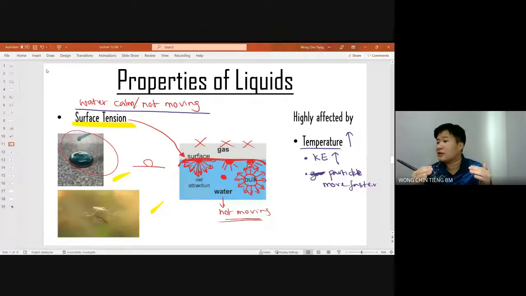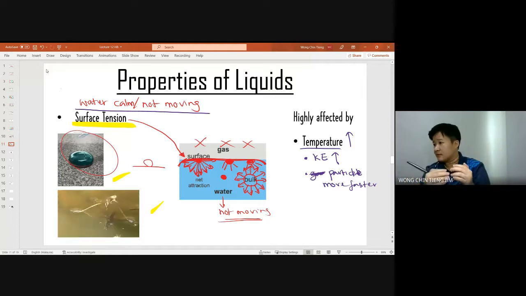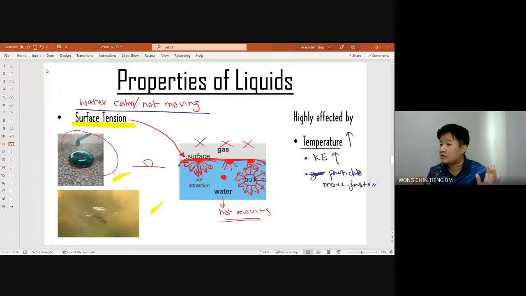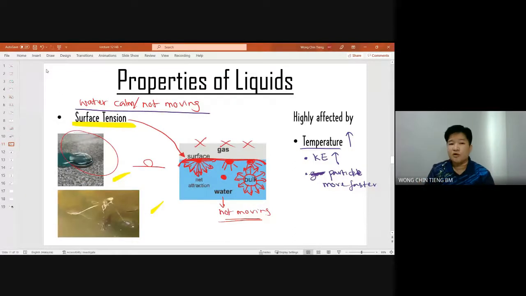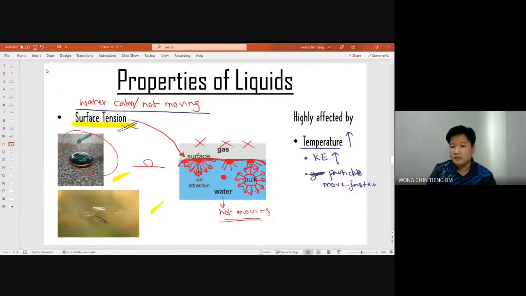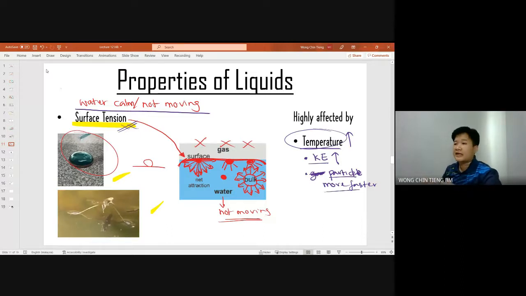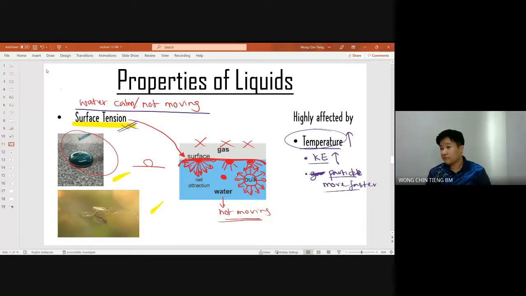Tak ada orang akan duduk diam dah. Bila suhu kamu tinggi, bila kamu panaskan dia, kinetic energy semua orang tinggi, tak ada siapa akan duduk diam kat atas tu. Semua orang akan bergerak, betul? Bila semua orang akan bergerak, kamu takkan wujud your surface tension. Because saya nak benda tu tak bergerak. Nampak? Okay. So, what will be affecting the surface tension? Temperature. Alright? Reason, same thing. Kinetic energy move faster. So, dia akan start bergerak. Surface tension akan hilang kat situ. That is the property of liquid.